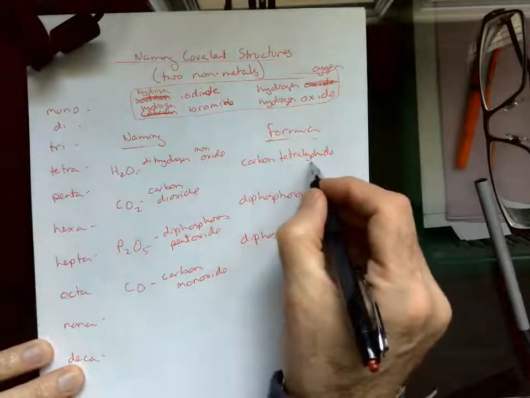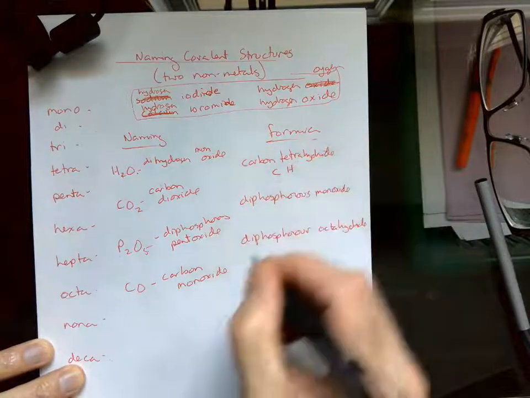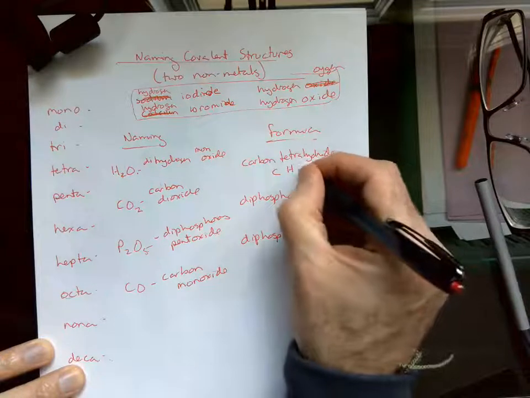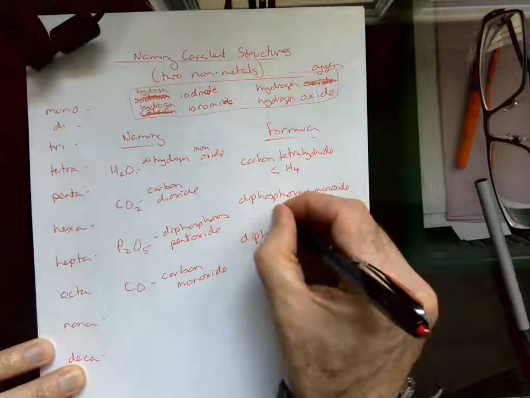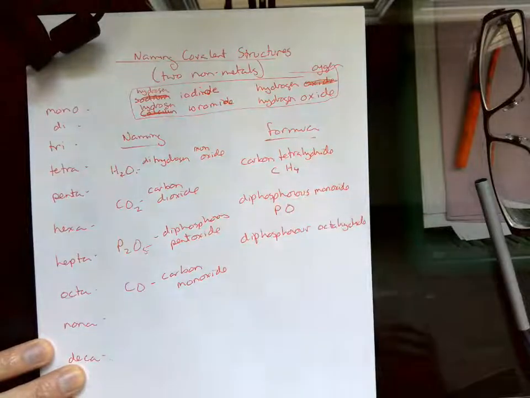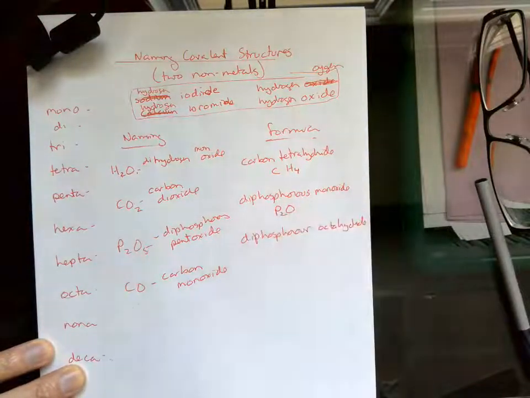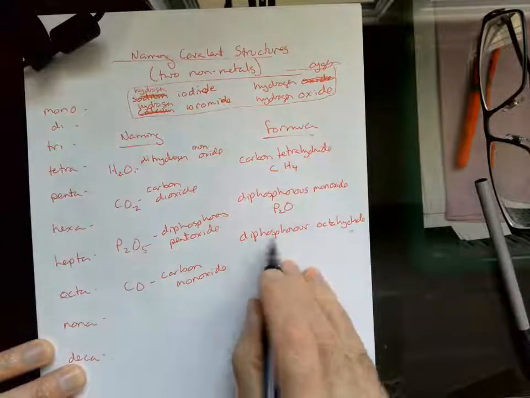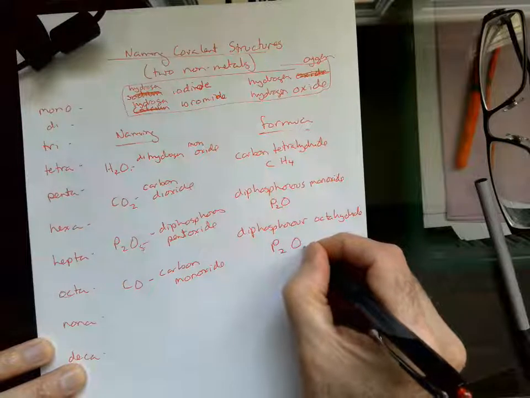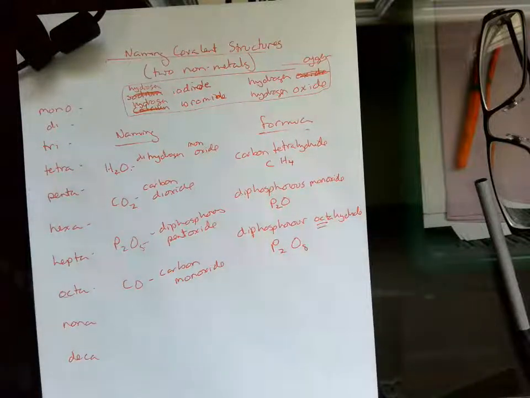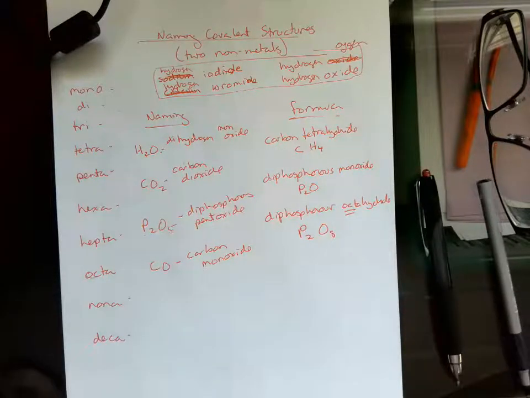Now, if we're going to go to formula from the name, carbon and hydrogen, carbon tetrahydride, there's 4 H's. Diphosphorus monoxide, so it's phosphorus and oxygen. There's only one of the oxygen, there's 2 of the phosphorus. Diphosphorus octahydride, P2O8. Octa is 8. So folks, that's our first of 3 lessons today.